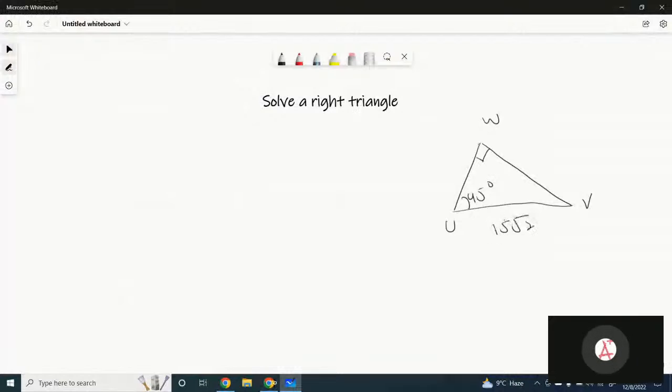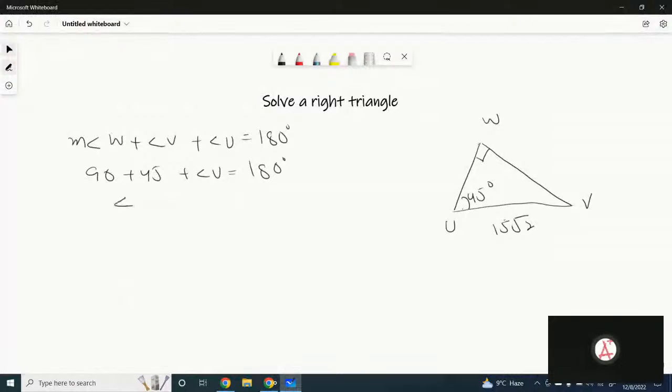So first we can find the third angle. If this angle is 90, this one is 45. The sum of all three angles, the measure of angle W plus angle V plus angle U, must be 180 degrees. Two of them are 90 plus 45. So angle V equals 180 minus 135. So it is 45 degrees. That means the missing angle is 45 degrees.